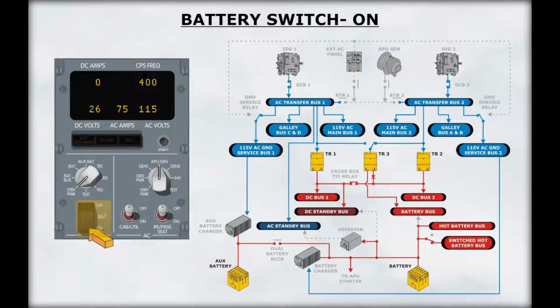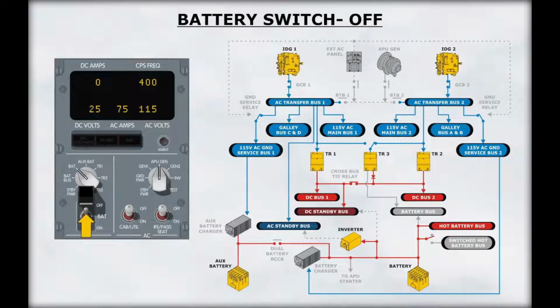We will now look at the battery switch. The battery switch is a two-position switch guarded to the on position. When the switch is on, the switched hot battery bus is powered and the automatic switching of the standby system to battery power is armed. Click on the battery switch to place it in the off position.